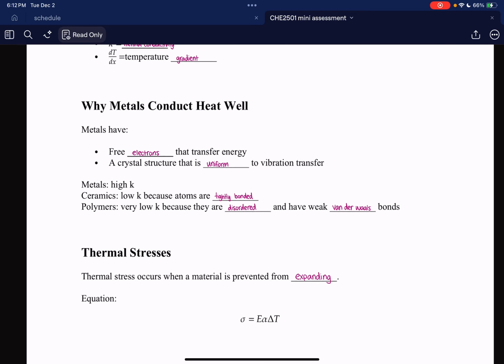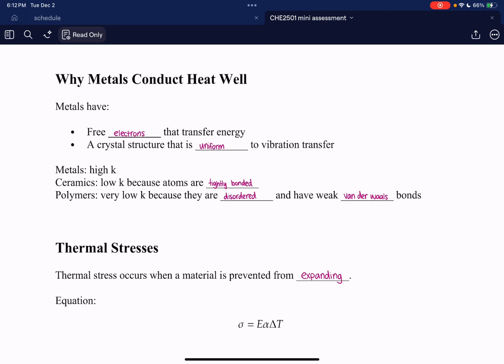Why do metals conduct heat well? Metals have free electrons that transfer energy. They also have a crystal structure that is uniform for vibration transfer. Metals have high K, ceramics have low K because atoms are tightly bonded. Polymers have very low K because they are disordered and have weak van der Waals bonds.